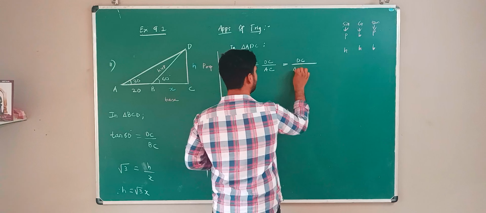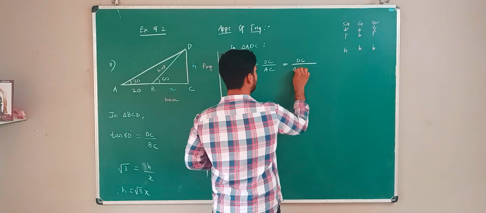How much is BC? X. Understood or no? Okay, now still I should change 1 by root 3, once again same. 1 by root 3 is equal to H means how much now? So only we are taking H value. It will definitely be useful there. H is equal to root 3 X whole divided by 20 plus X.